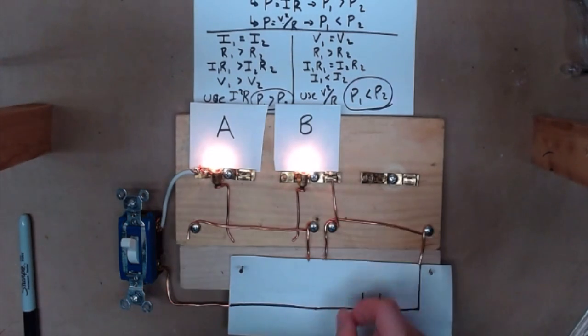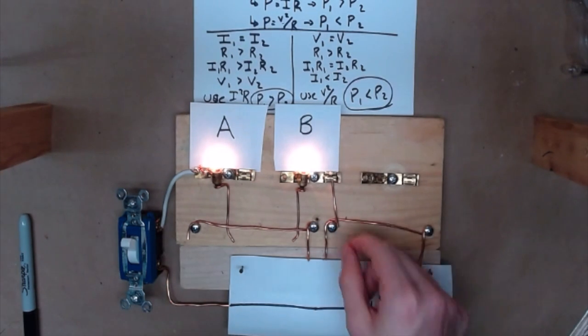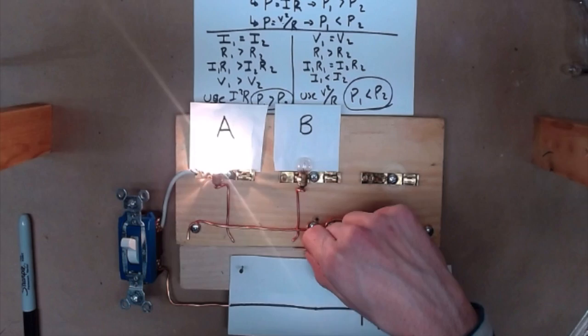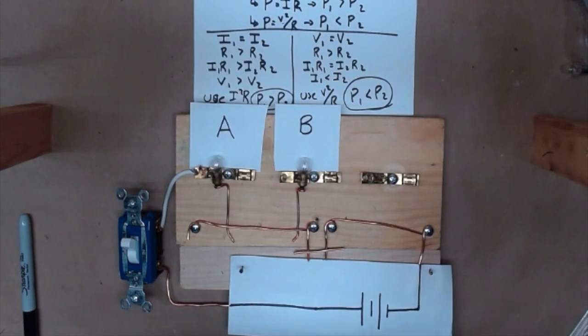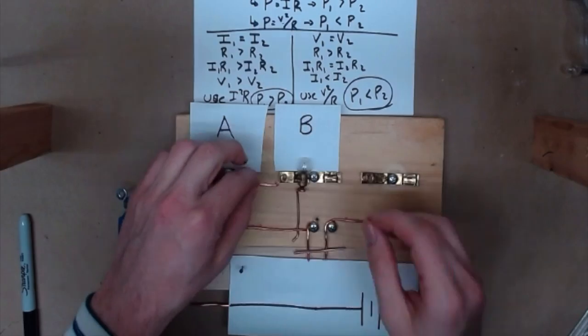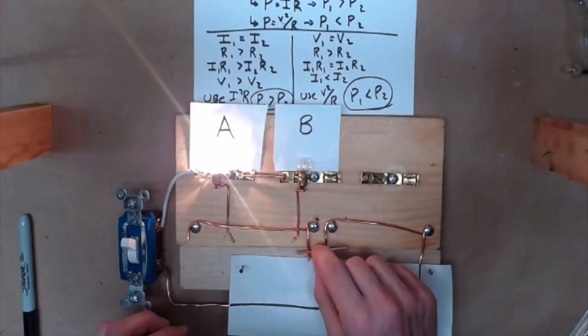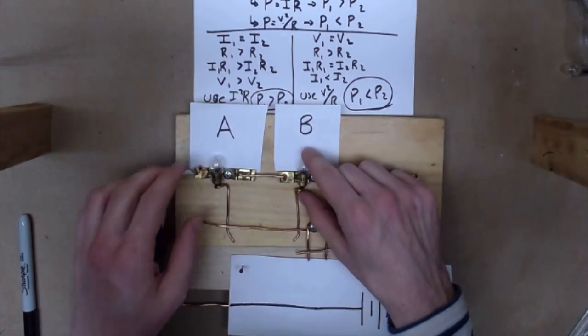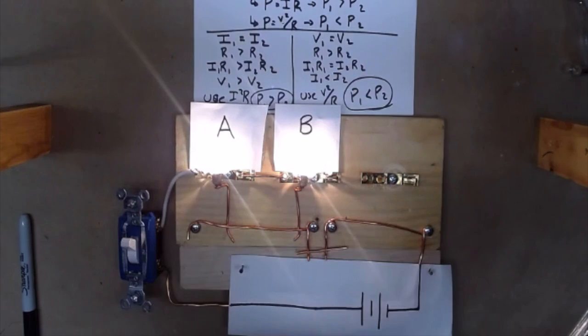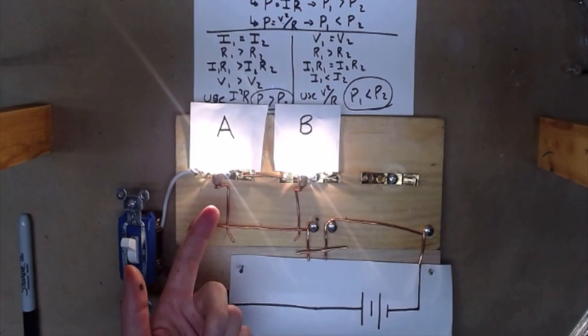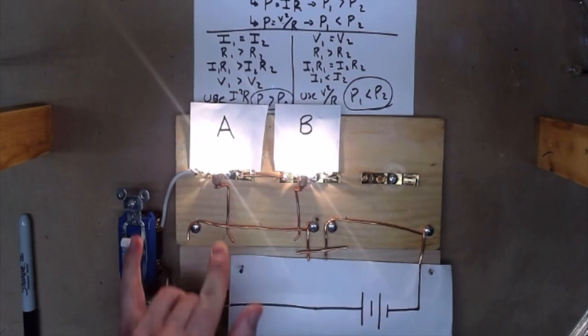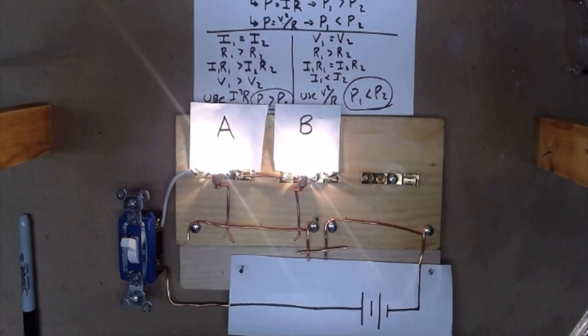If I want to make this a parallel circuit, what I'm going to do is I'm going to take this guy here, I'm going to put it there. That's not it yet. I still need to do one more thing. I need to connect B into this circuit, like that. Okay, well, hopefully you can see that this is quite a bit bigger. That's because A and B both have the same potential difference over them.